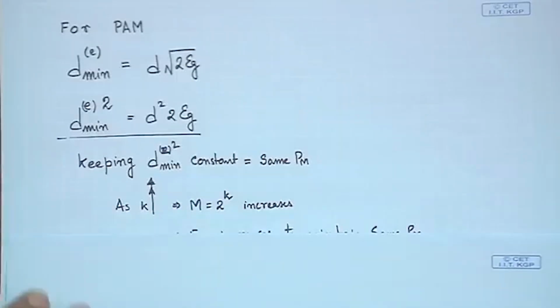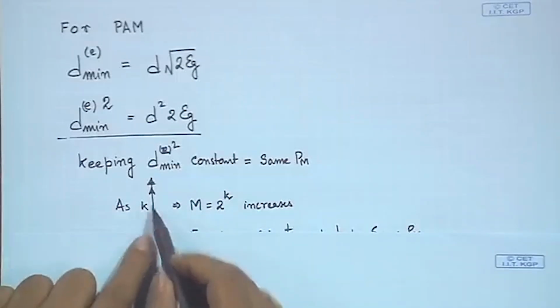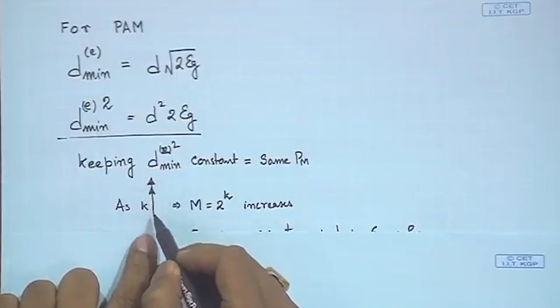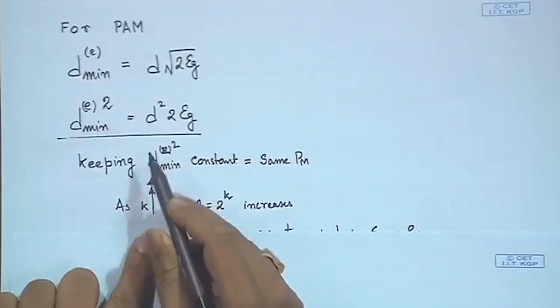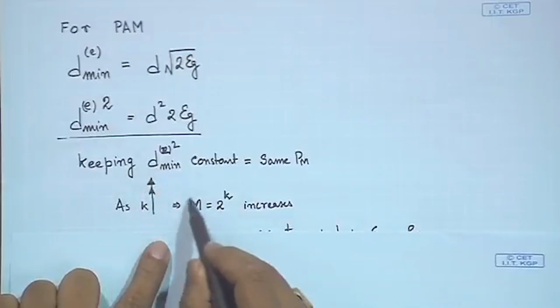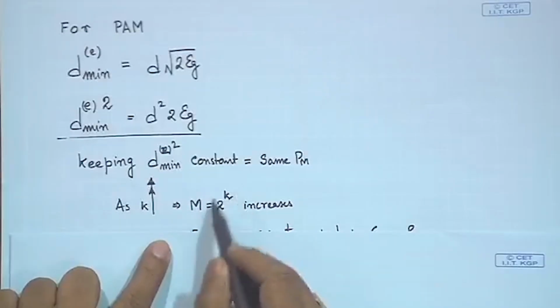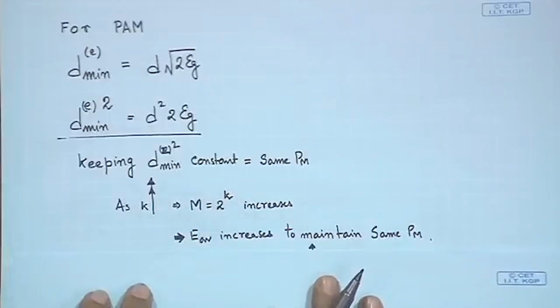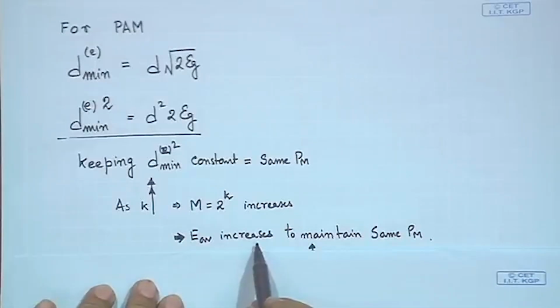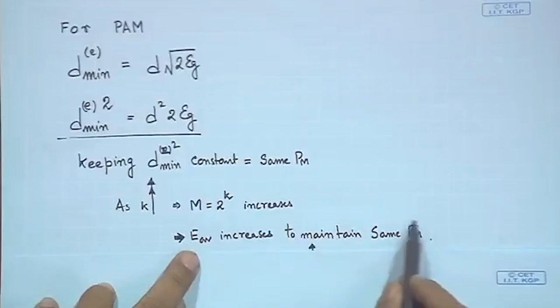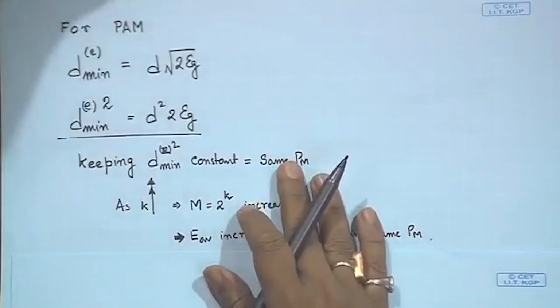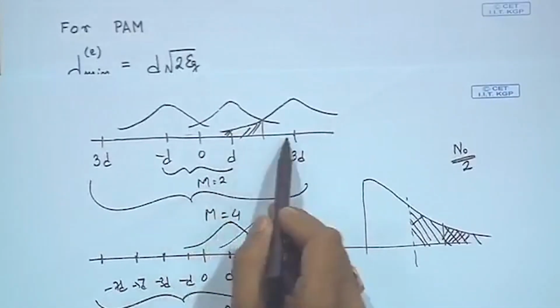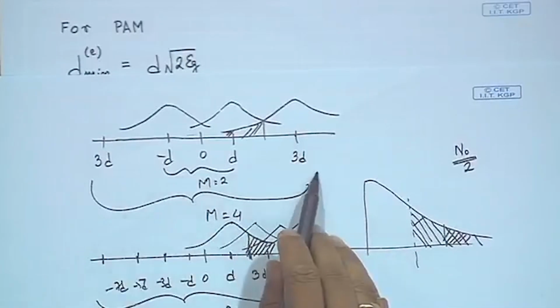So, if we keep d minimum squared constant, we are going to get nearly the same Pm, that is what we explained. So, as k increases, by this arrow I mean k increases in the upward direction, it means M increases exponentially, 2 to the power of k, right, it increases several times faster. E average increases to maintain the same probability of error, that is what we have already explained, because if you would keep the same minimum distance, you would go from 2 to 4, your error probability is going to remain the same, right.